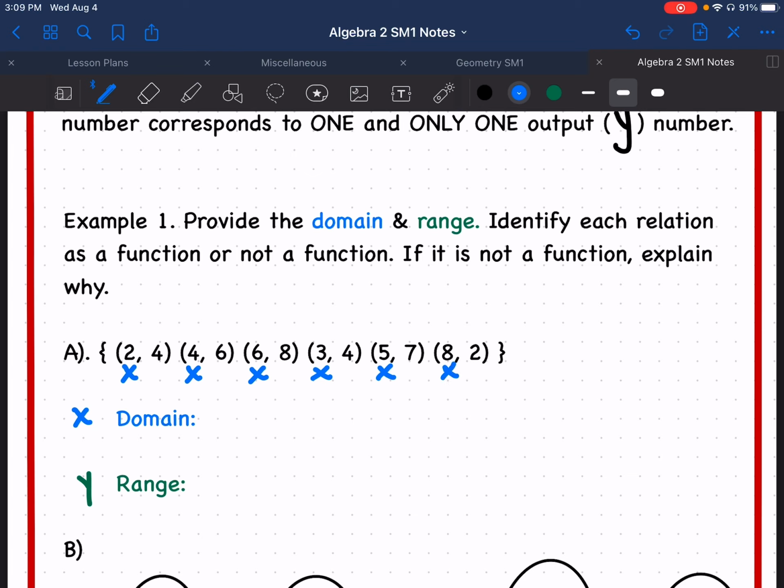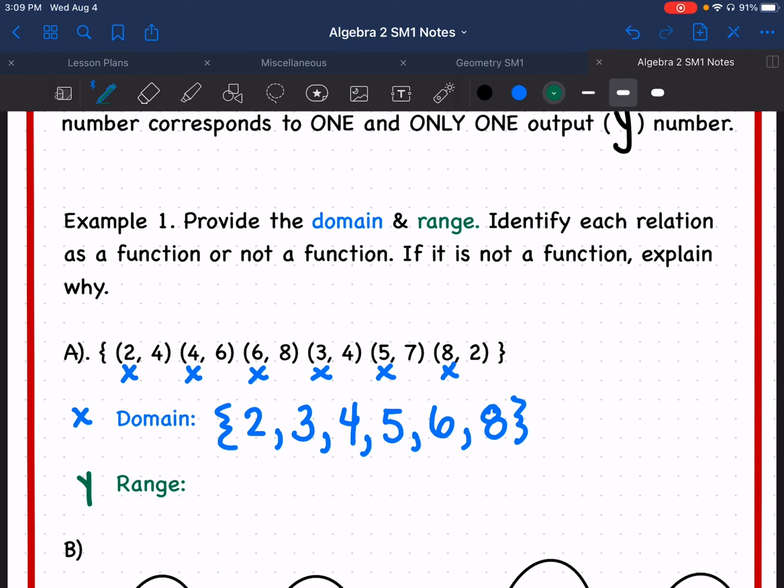When I go ahead and state my domain, I'm going to start with a little curly bracket, do the best you can, and then you're going to put your domain numbers in order from the smallest to the largest. If there are any repeats, you only put it once. You don't have to show me that there are 5 6s. All you have to do is put one of them. So the smallest x that I see is 2, and then I'm just going to go comma. The next smallest one I see is 3, and then 4, and then 5, and then 6. I don't see 7, but I do see 8. And that's the last one, so I'm going to go ahead and close it up.